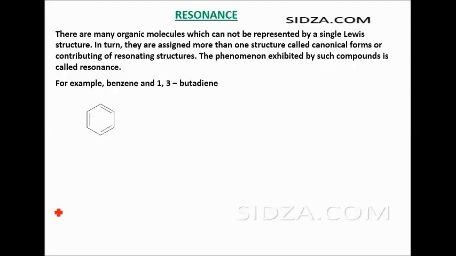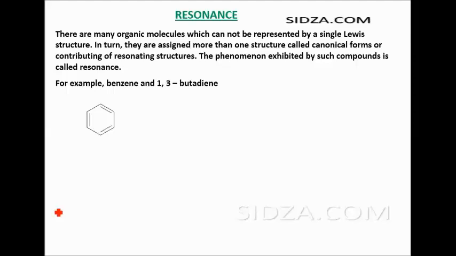Hi friends, now let's discuss resonance. In organic chemistry, there are a number of compounds for which we cannot explain all the properties by drawing just one canonical structure. We need more than one canonical structure to explain all the properties of a compound.